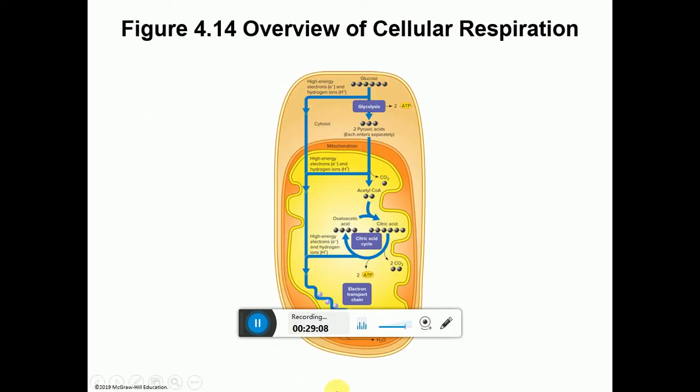So right here, this is an overview of your cellular respiration. I'm going to let you guys go over that on your own.